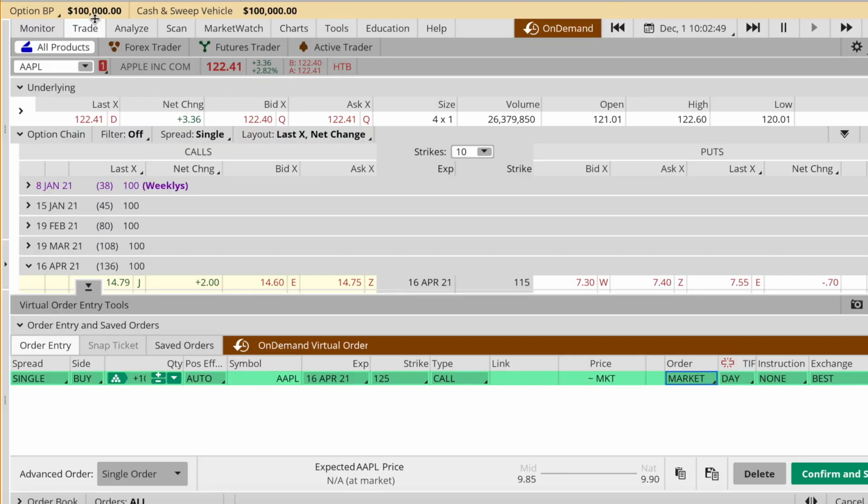So I'm going to go ahead and buy this contract now in this virtual account. And they have a fake $100,000 here. This is December 1st at 10 a.m. in the morning.